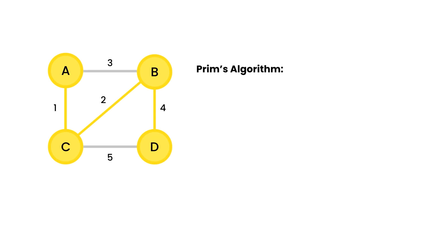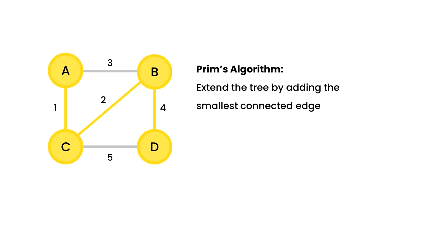So the idea of Prim's algorithm is to extend the tree by adding the smallest connected edge. This is another example of a greedy algorithm. I've highlighted the word connected here because at each step we want to maintain a tree. So we're not interested in edges that are not connected to the nodes currently in the tree, okay?